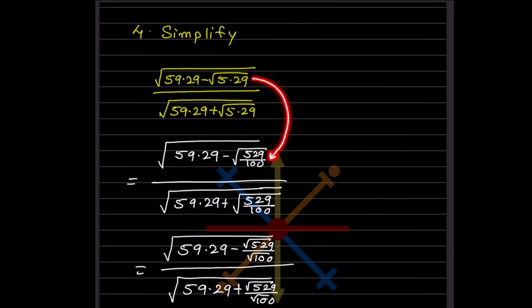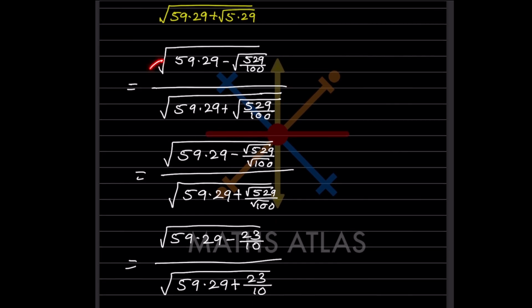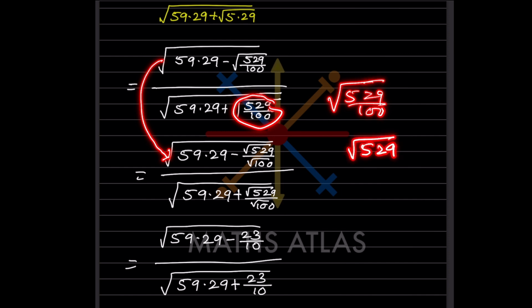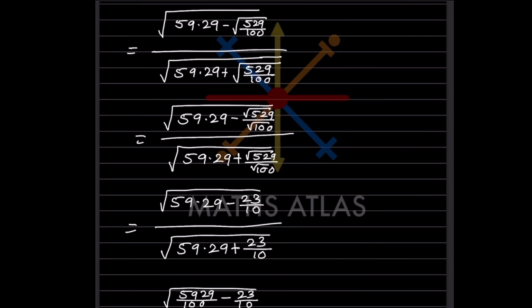First we'll remove the decimal and then we'll remove the root. Other things are going to be the same. Same for the denominator: we remove the decimal first and then the inner root, so again 529 by 100. Now when we write root of 529 divided by 100, we can also separate the numerator and the denominator.